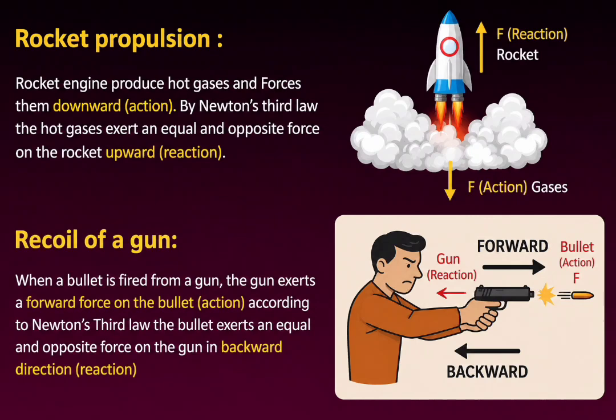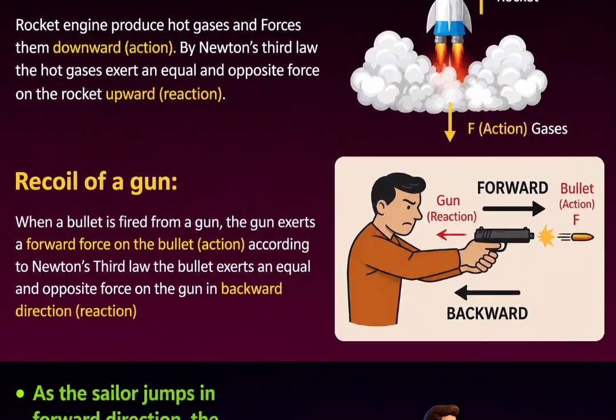Let's take another example. When a bullet is fired from a gun, the gun pushes the bullet forward. This is the action force. At the same time, the bullet exerts an equal and opposite force on the gun. This is the reaction force. As a result, the gun moves slightly backward. This backward movement of the gun is called recoil.